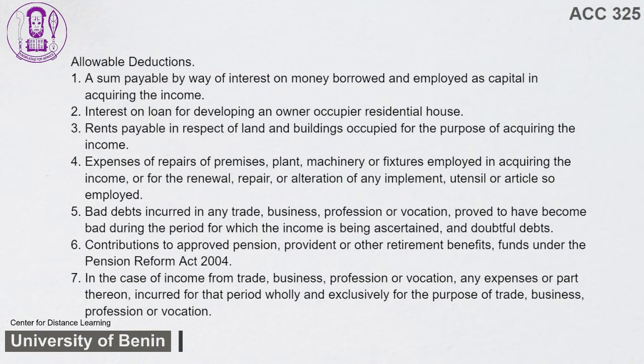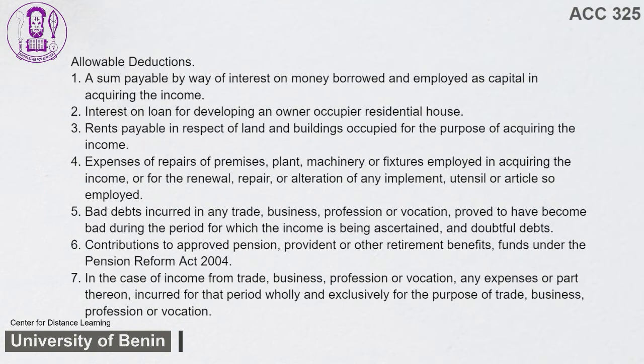Bad debts incurred in any trade, business, profession or vocation, proved to have become worse during the period for which the income is being ascertained, and doubtful debts. 6. Contributions to approved pension, provident or other retirement benefits, funds under the Pension Reform Act 2004.